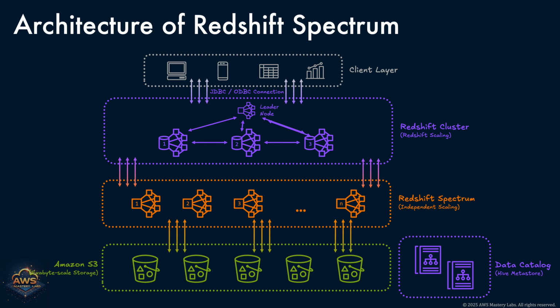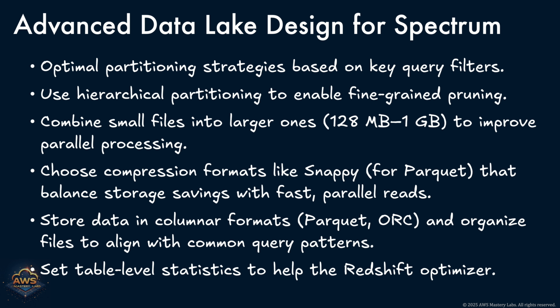Designing an efficient data lake for Redshift Spectrum involves several advanced strategies to ensure high performance, scalability, and cost effectiveness. One of the most critical aspects is implementing optimal partitioning strategies. By partitioning your data along frequently filtered columns, such as date, region, or business unit, you enable Spectrum to scan only the relevant slices of data, dramatically reducing both query time and cost.